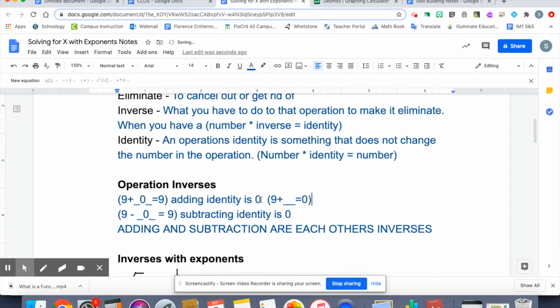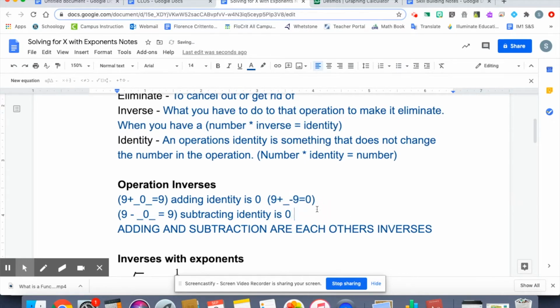So what can I add to 9 to get out 0? Negative 9. So when I'm adding something and I minus away the same number, it cancels out, it eliminates. Which is why adding and subtracting are inverses.